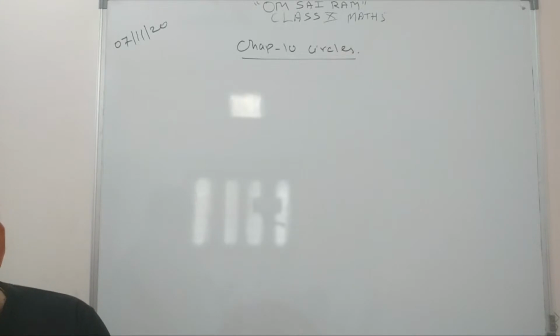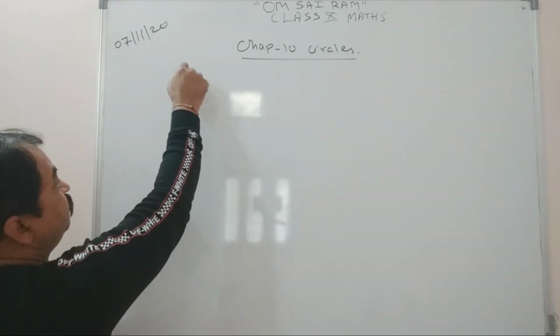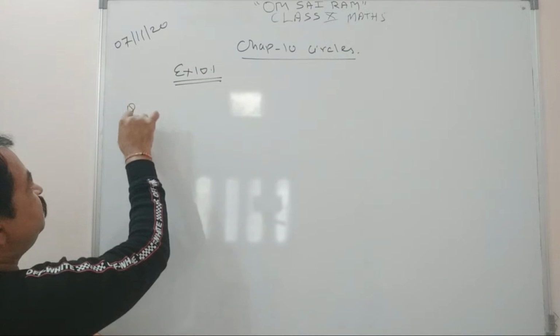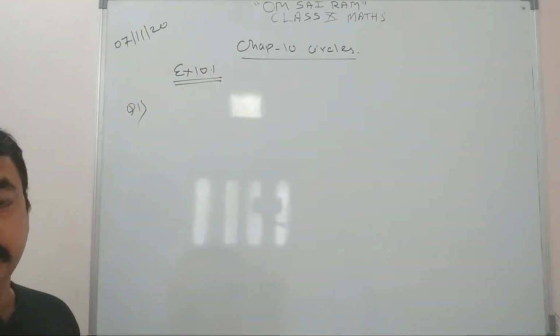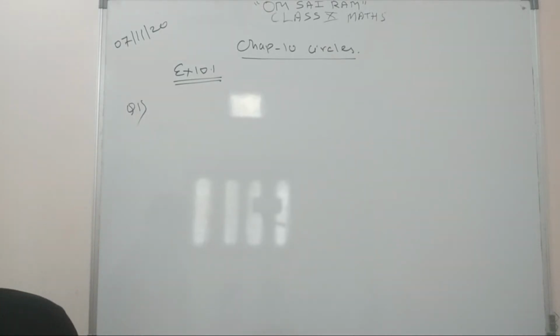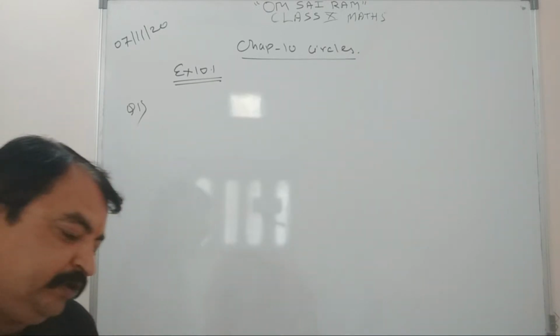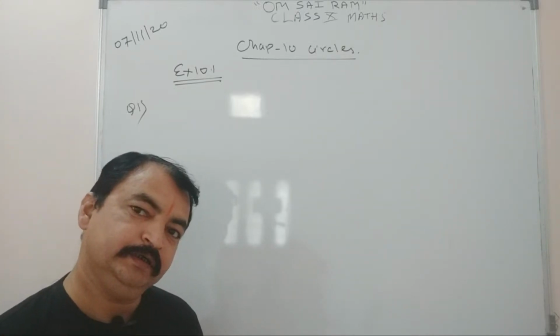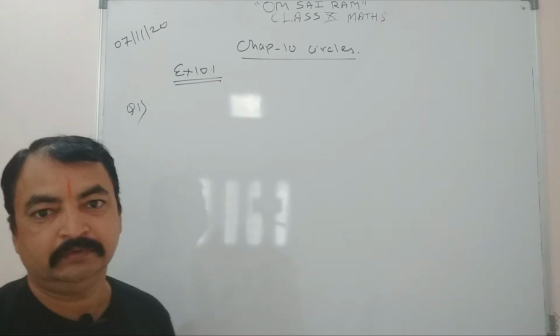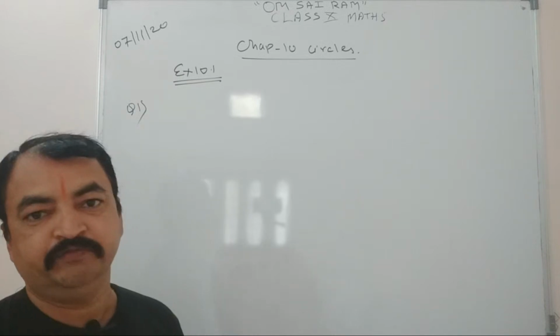Okay, now see what we have to carry forward. Exercise 10.1. Refer to the NCERT textbook for the questions, children. If we see the first question here, see, what does it ask? How many tangents can a circle have? Any one of you? I am waiting for your answer. Yes, children. How many tangents can a circle have? Infinite tangents. Raj Singh, very good.